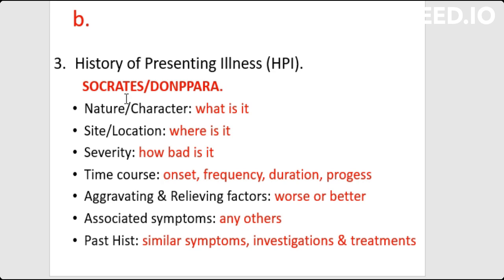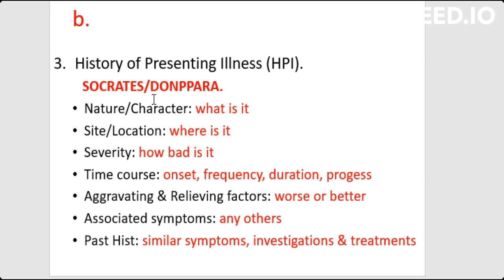Associated factors, time course, which includes progression and periodicity, exacerbating factors, which are the factors which make it worse, and the severity. Is it so severe that the patient cannot do activities of daily living or what? Most of the time, SOCRATES is preferred in complaints which are related to pain. For example, abdominal pain. You can use SOCRATES. And DONPARA, the other, is used for complaints which are non-pain related.